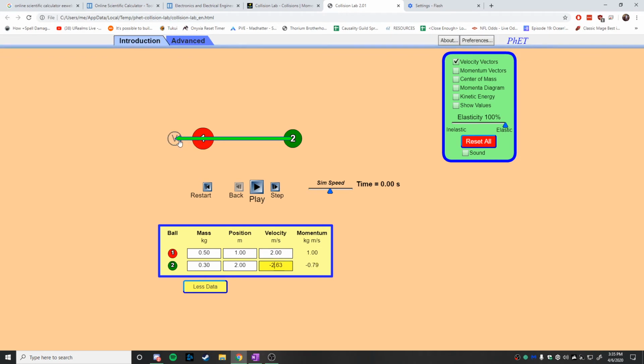Positions don't really matter. Oh, whoops. Didn't mean to change that. I want to just move the ball. I can do that, right? There we go. Okay, so we have one ball moving to the right and one ball moving to the left. They have equal and opposite velocities, so the velocity vectors are the same. And then we can click play. They'll collide, and then they'll bounce off like that.